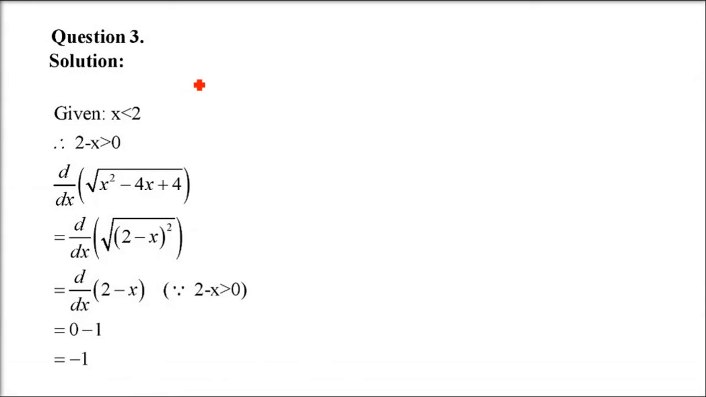Now question number 3. It's around 14 questions, so we'll do half of this. If x is less than 2, then write the value of d by dx under root x square minus 4x plus 4. Now x is less than 2, that is 2 minus x is greater than 0.